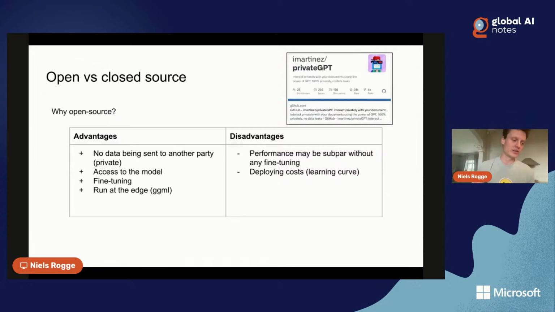There are some disadvantages, like out of the box, these models will probably not perform very well on your domain, so some fine-tuning is probably needed. And you are responsible for the deployment costs yourself, so there will definitely be a bit of a learning curve if you want to deploy an open source model yourself, but it could be a nice investment in the long term.